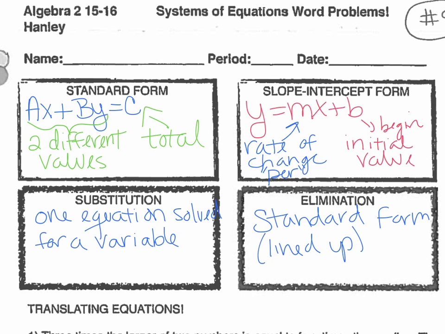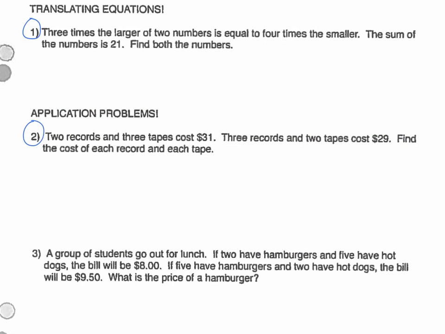So we're going to try just a few of these together, and then you can finish up the rest on your own. Okay, so let's look at the first one. The first type is a translating problem. So you did this back in Algebra 1, where you had to read a statement and create an equation from that. So you want to use all those skills that you had.